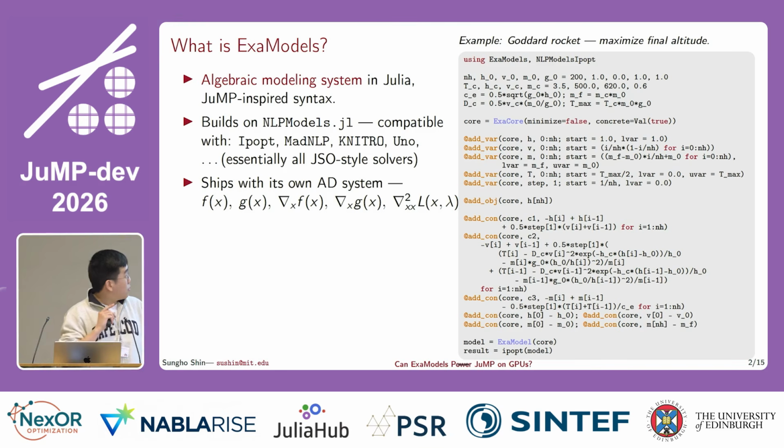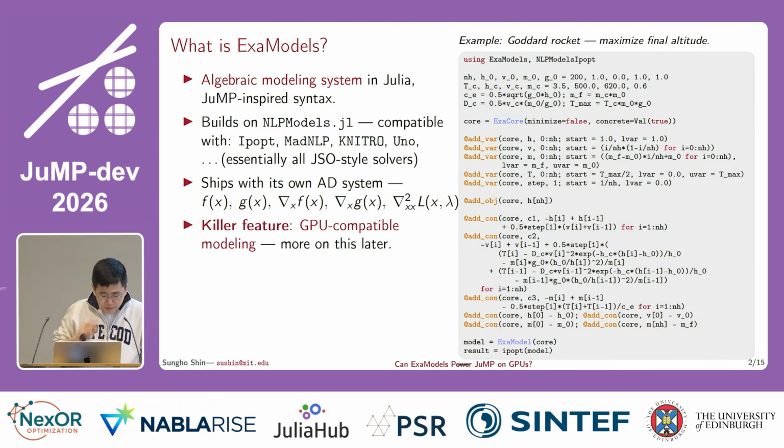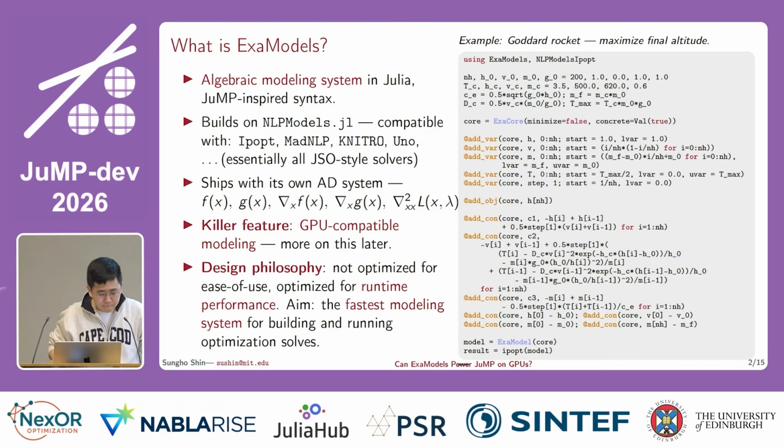And ExaModels ships with its own AD system. That means that when the solver queries the information about the objective and constraints for the given x point, then we are able to evaluate it and pass it to the solver. And the killer feature is the GPU compatibility, meaning that these callbacks can be evaluated entirely on the GPU. So there's not going to be any host to device data transfer. We just pass x, which practically means we send a pointer on the device. And then over that array, we can evaluate the objective function, constraint, Jacobian, second order derivative, and so on.